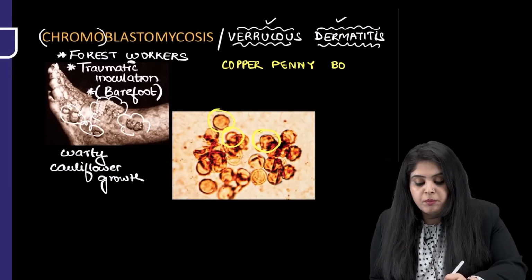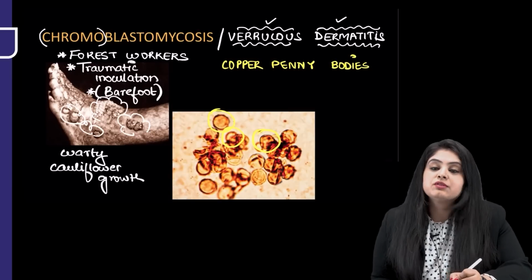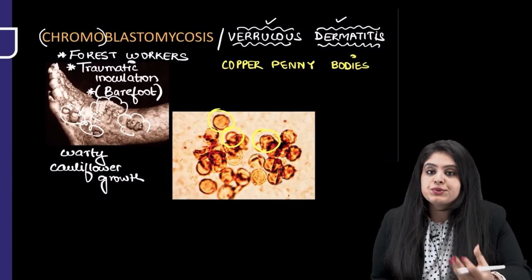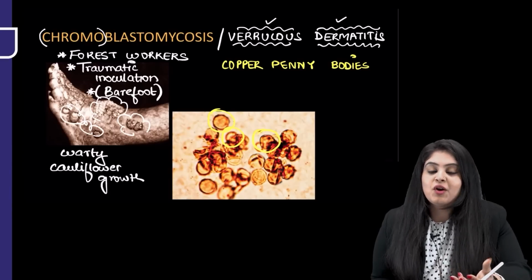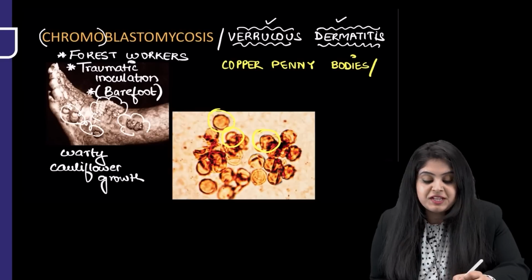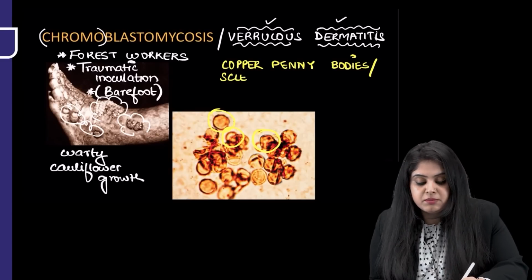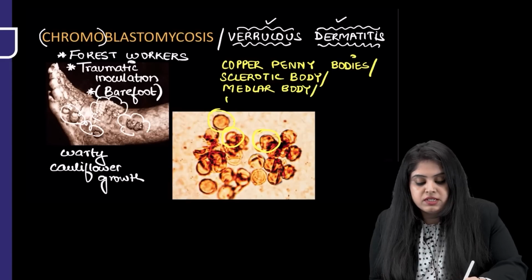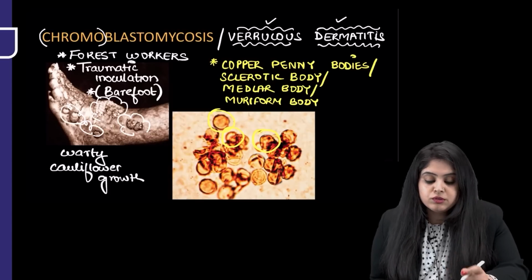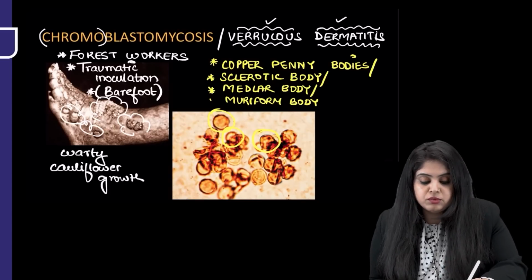So there is something called copper penny bodies, but I don't think the examiner is going to be that easy with you that he'll show you a copper color body and ask whether this is a copper penny body. He will tell you some other names. The other names are sclerotic body. That's the next one that you have to know. Apart from that, we have something called the medullary body or the muriform body. So sclerotic body, medullary body and muriform body, these are the ones that you need to know over here. And obviously copper is the only name which is looking sensible because it looks copper in color, but the examiner is going to ask you the other names.